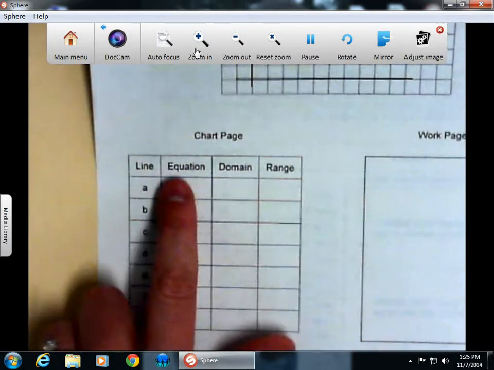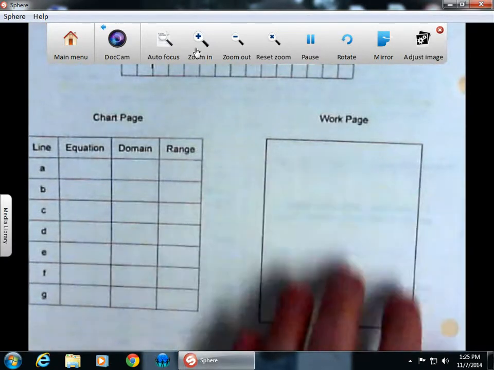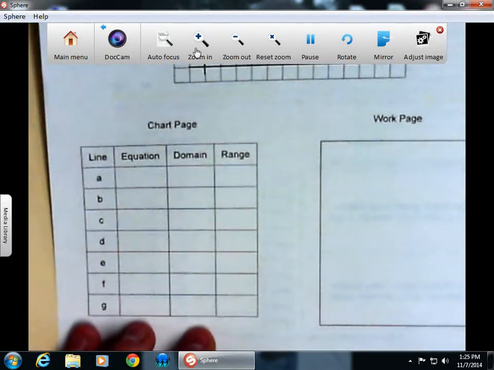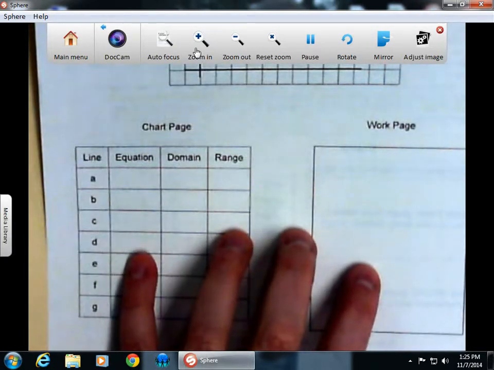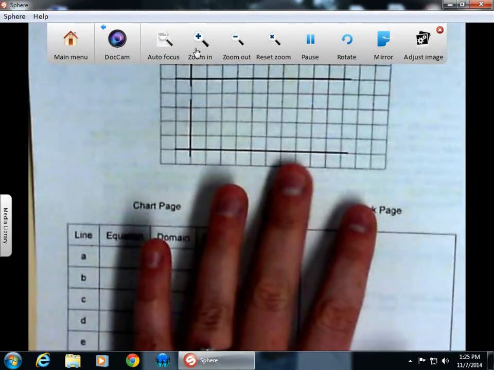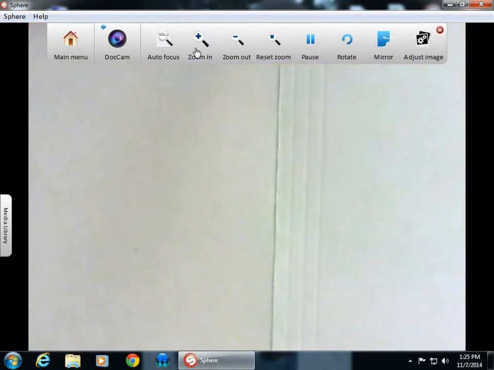You're going to put your equation, put your domain, and your range, and then you're going to have a separate sheet of paper that has your work on it. Now you may need more than 1 piece of paper for your chart page. You're probably going to need more than 1 piece of paper for your work page. These can be typed. Your work needs to be written by hand, and your graphs need to be done by hand. But your chart can be typed, and you can fill it in by hand, or you can type the whole thing up. So I have an example to show you.